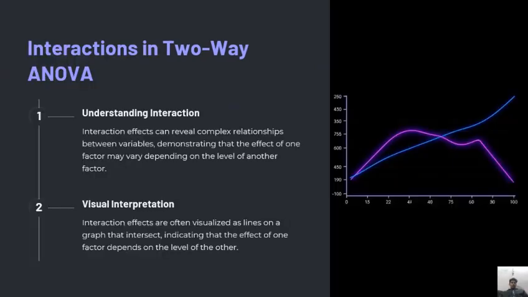Interactions in two-way ANOVA. Understanding interactions. Interaction effects can reveal complex relationships between variables, demonstrating that the effect of one factor may vary depending on the level of another factor. Visual interpretation: interaction effects are often visualized as lines on a graph that intersect, indicating that the effect of one factor depends on the level of the other.